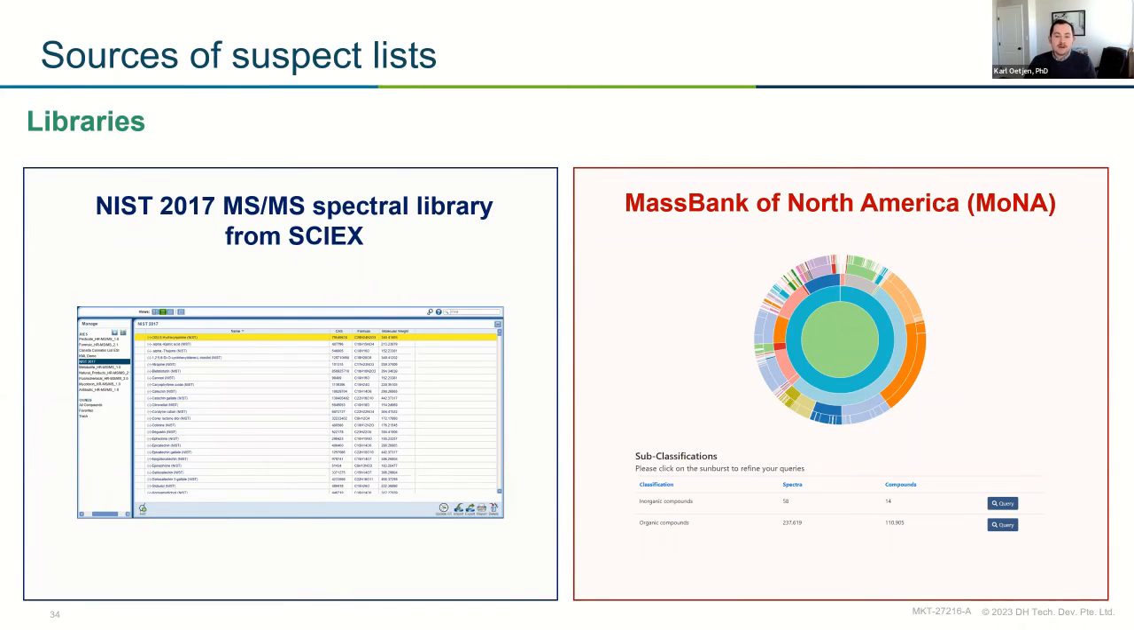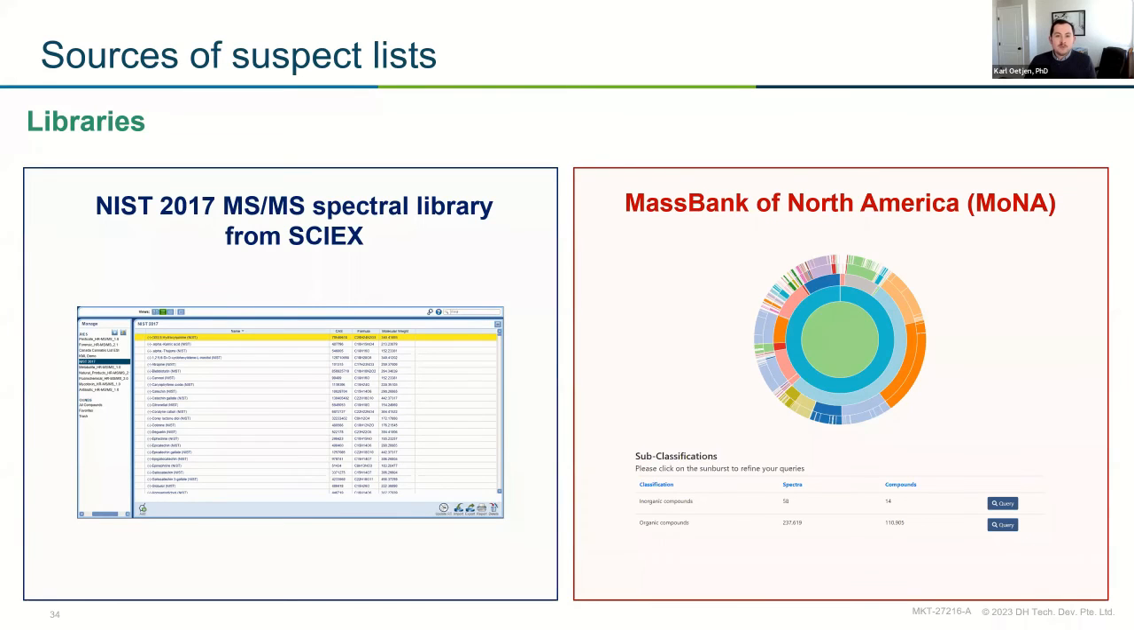But there are also these incredible open source libraries that exist. Things like MassBank of North America, MONA, is a great example of a user-created library that is extremely extensive. The downside is sometimes it'll be collected on a different instrument than you have, under conditions that maybe aren't optimal for what you're trying to achieve.